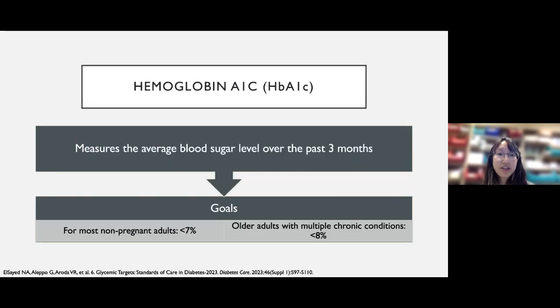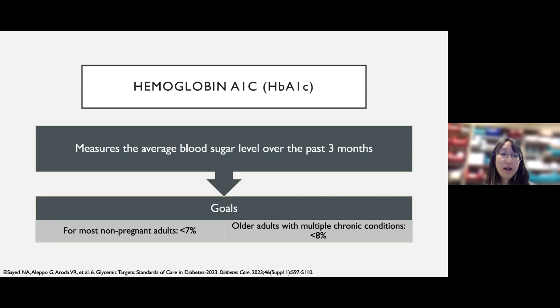Now, for these patients, the goal hemoglobin A1C level will be less than 7 for most of them, and just to remind you all, hemoglobin A1C or HbA1c is a term that refers to your average blood sugar level over the past 3 months. And it basically just provides us with an idea of how well your diabetes medication is working and if it's been effective or not.